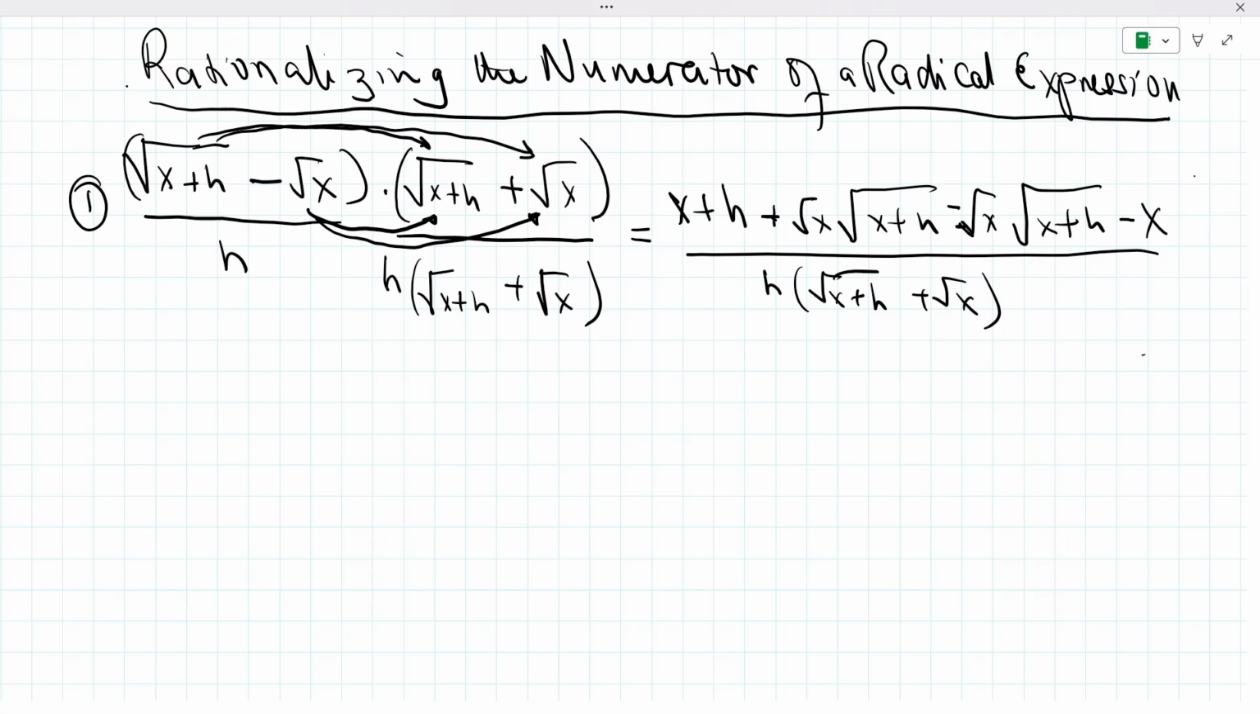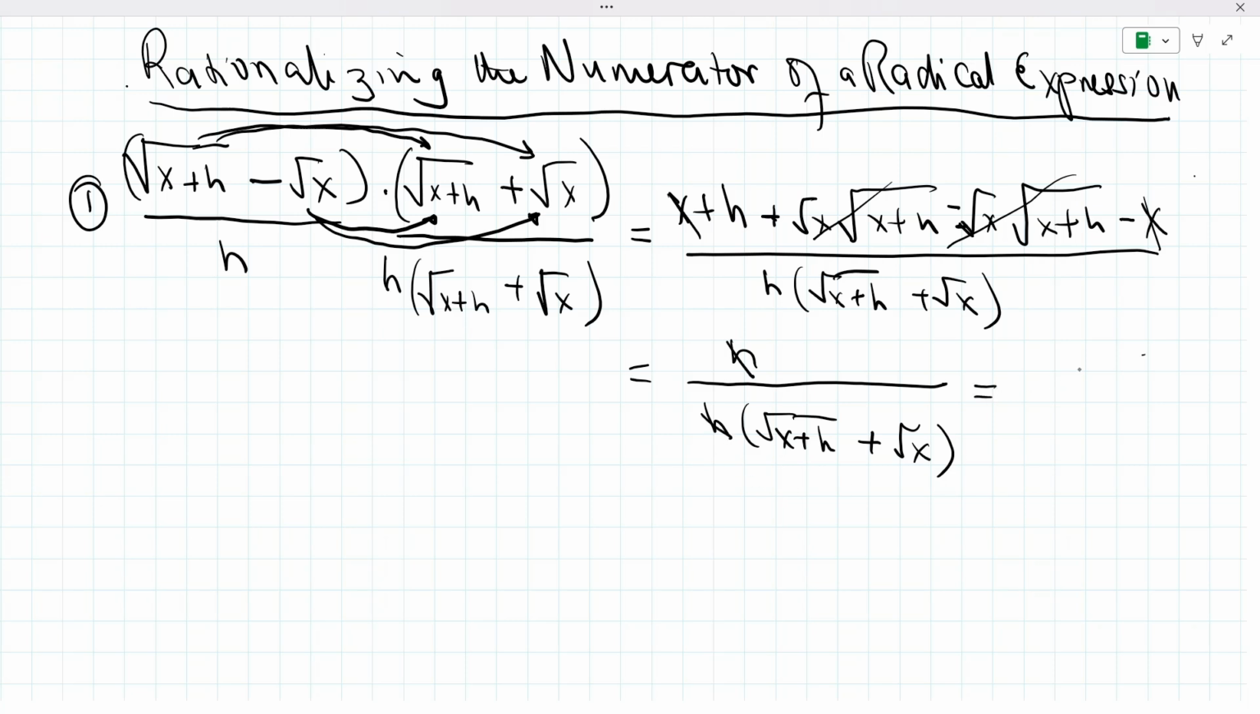Now we need to simplify the top. Now, the top, we have x and then minus x, so these two will cancel out. And then we have root x into root x plus h, and then minus root x into root x plus h. So these two will cancel out, and we are left with only h. And this is over the denominator, which is h into root x plus h plus root x. And then h will cancel the h.